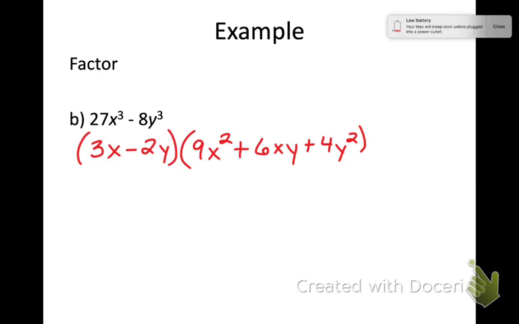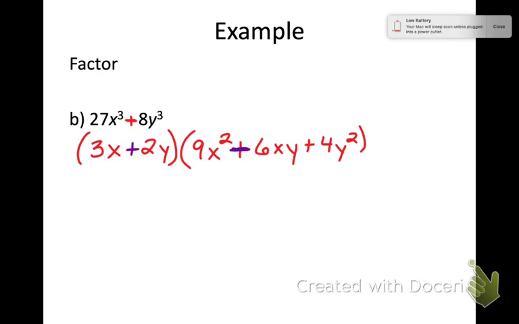What would have changed in our problem if it originally was a plus? It would be 3x plus 2y and then this would turn into a minus. Subtract. Right. Okay? I just said, what if we changed it from originally a minus to a plus?